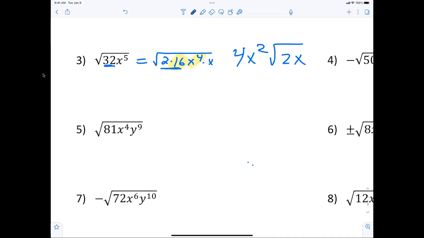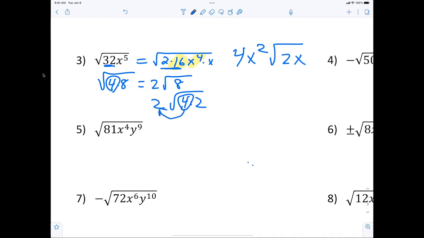All right. Now, some of you are saying, well, what if I did 4 times 8? Square root of 4 is what? 2. There'd be a radical 8 left. But 8 has a perfect square in it also. 4 times 2. What's the square root of 4? 2. There's already a 2 on the outside. So 2 times 2 is still what? 4 radical 2. So it's the same answer. You just want to try to find the largest perfect square.